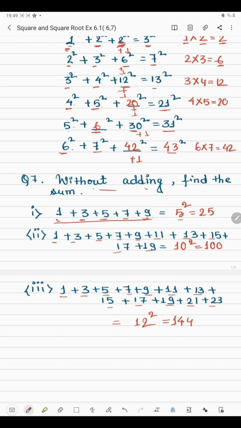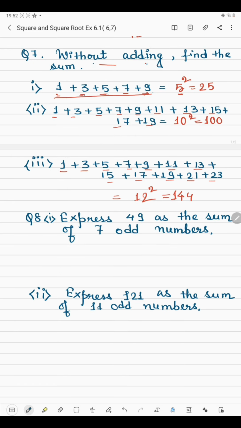Okay, so without adding we will just count the number and then we will find the square of that to get the sum of the odd numbers. Okay. Now question number 8 says, express 49 as the sum of 7 odd numbers. See, this is exactly opposite of the previous one.